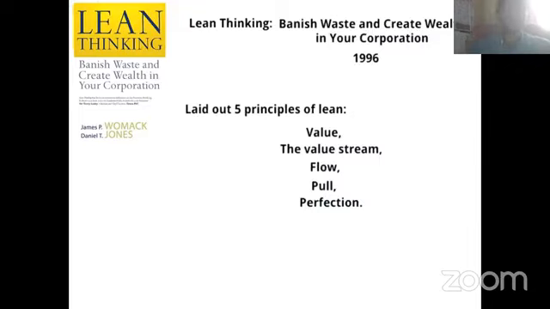There is a widely referenced book called Lean Thinking: Banish Waste and Create Wealth in Your Corporation by James P. Womack and Daniel Jones, published in 1996, which laid out 5 principles of lean. There are 5 principles: value, the value stream, flow, pull, and perfection. Let's see these 5 principles one by one.